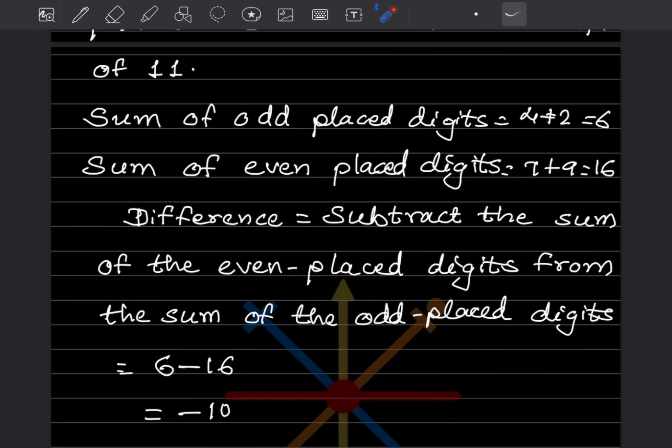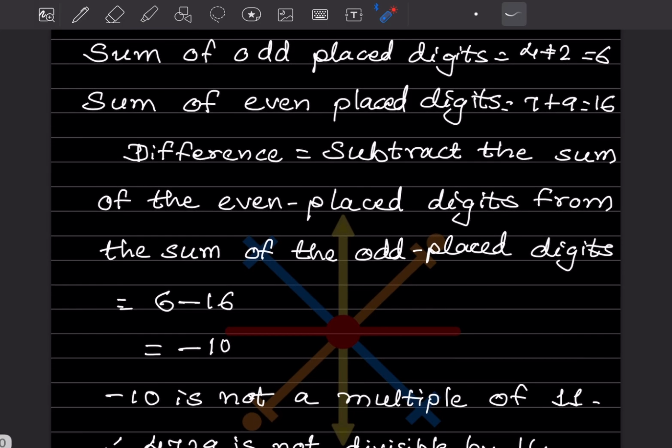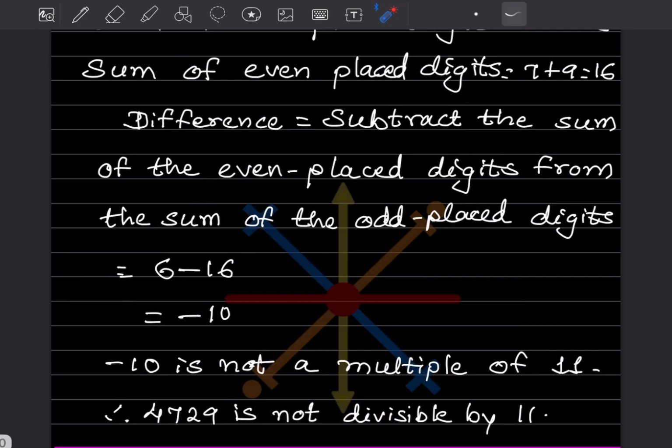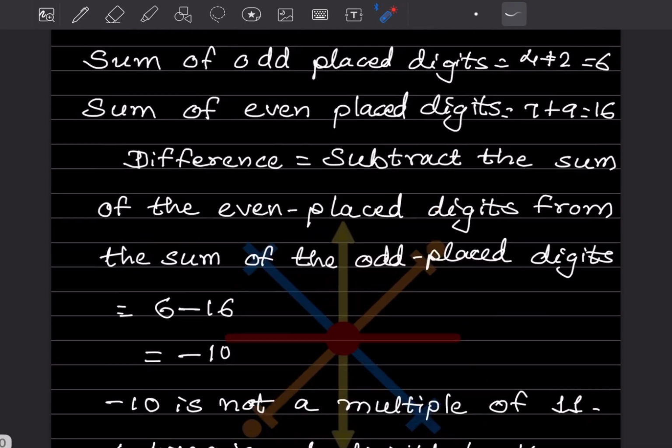See here again, the difference is: subtract the sum of the even place digits from the sum of the odd place digits. After from, what is that? The odd place, so you take 6 at the start and then 16. So minus 10 is not a multiple of 11. So we can say 4729 is not divisible by 11.